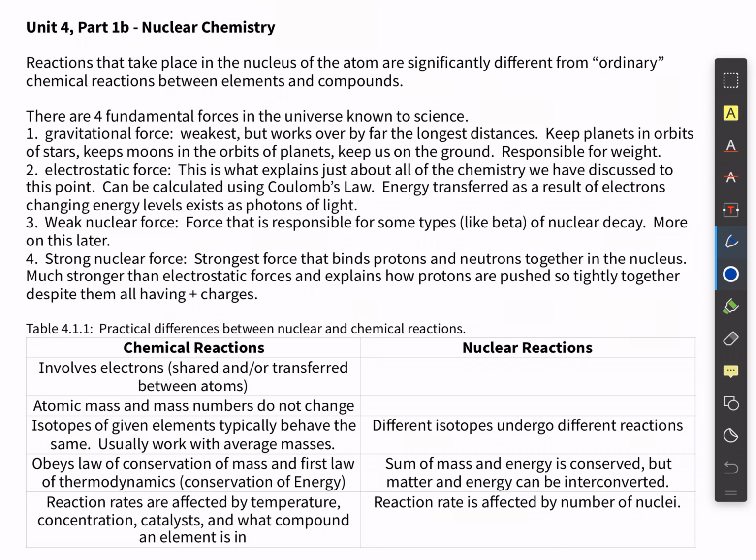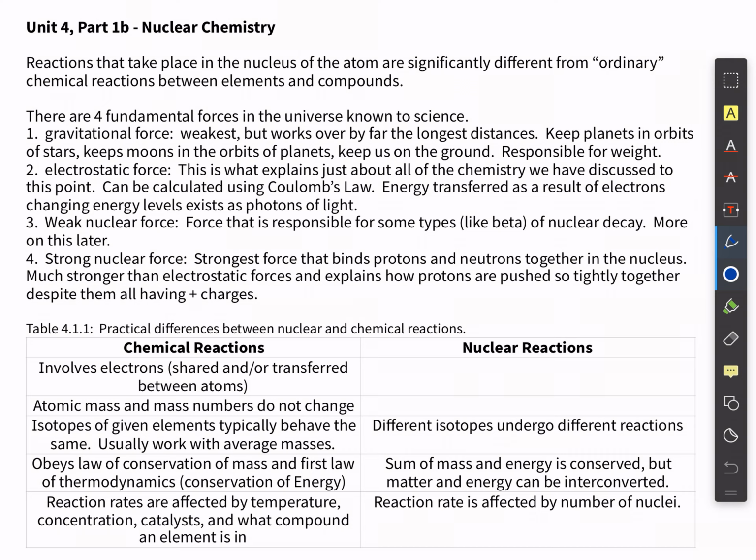You might remember from previous chemistry, Coulomb's law is the law that sort of models the electrostatic attraction or repulsion. If we have same charges, two electrons near each other, those will repel. And we know from, again, previous chemistry that energy is transferred as a result of electrons changing energy levels, and that exists as photons or packets of light.